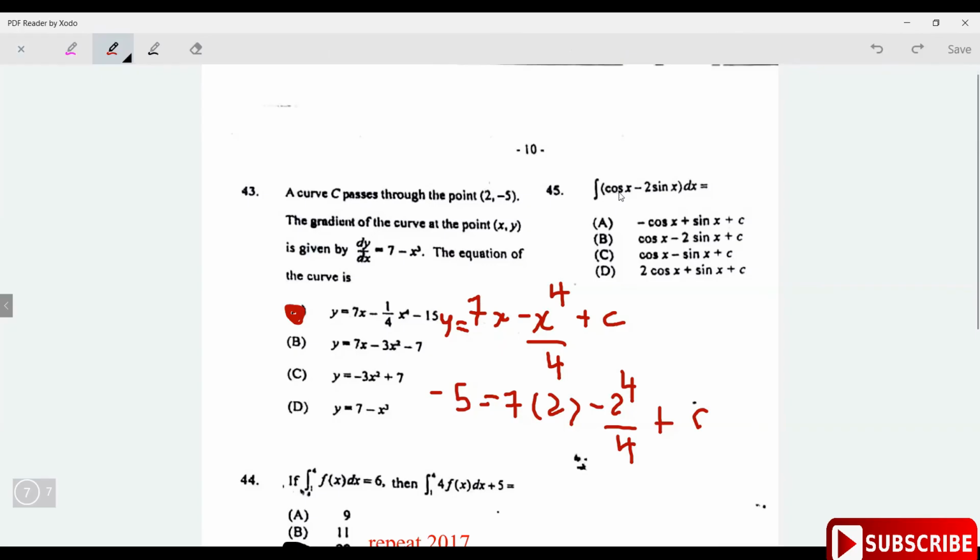Finally, the integral of cos x is sine x. When you integrate cos, you get sine. When you integrate minus sine, you get cos. That is option D. Easy question.